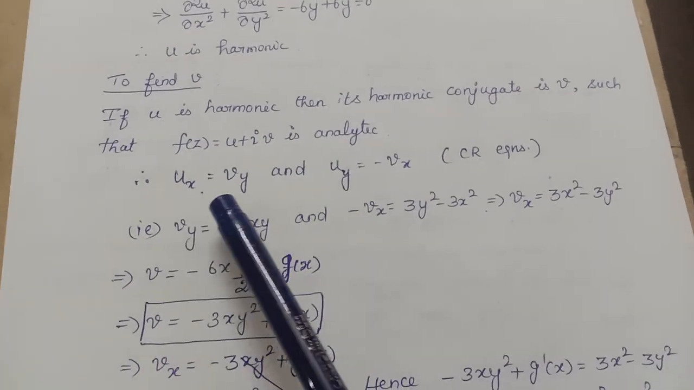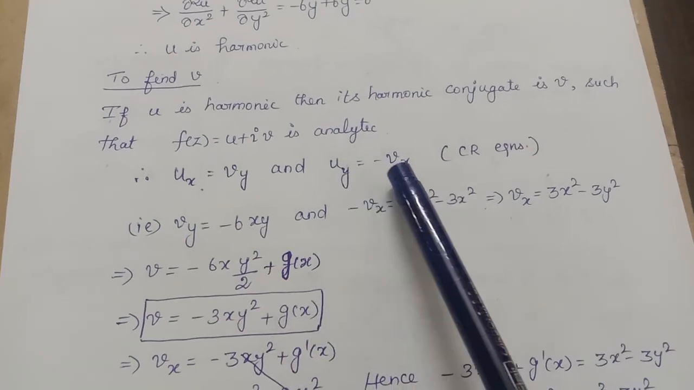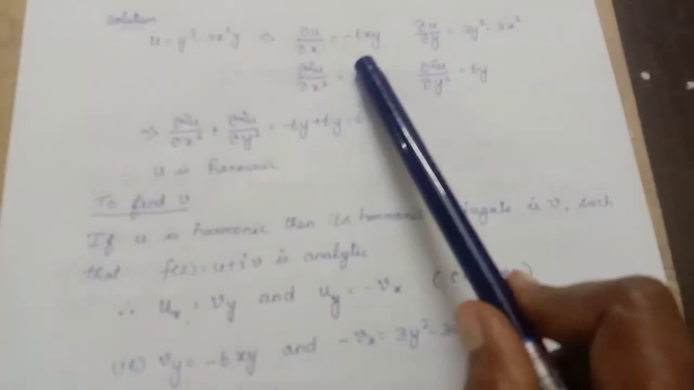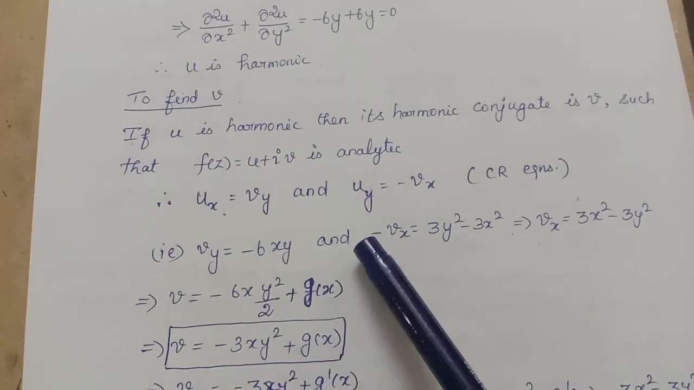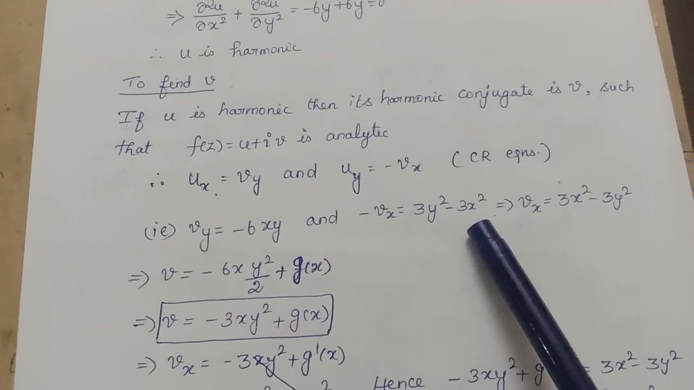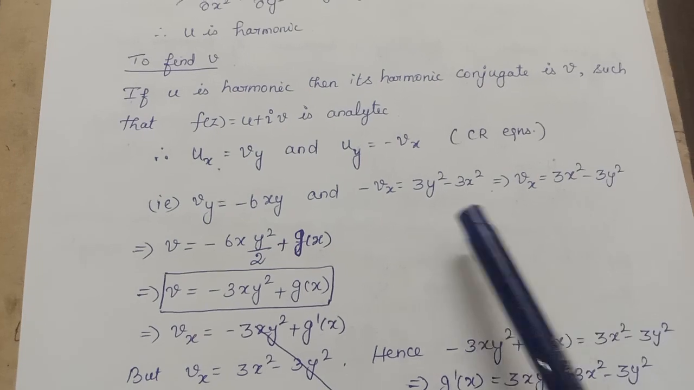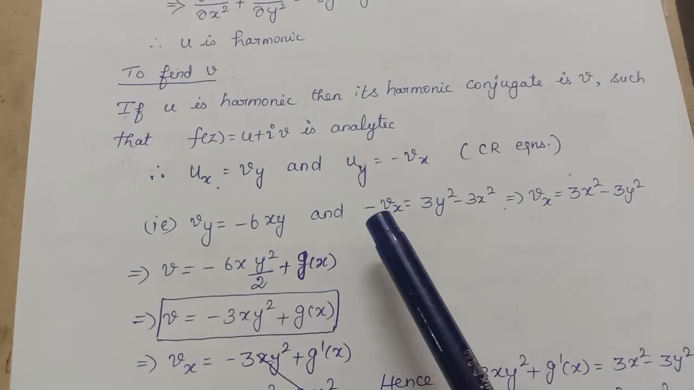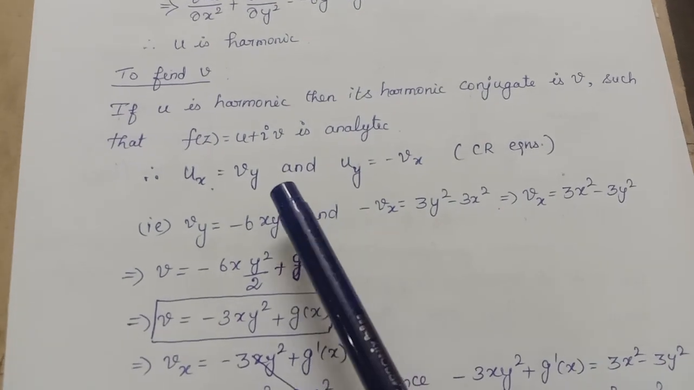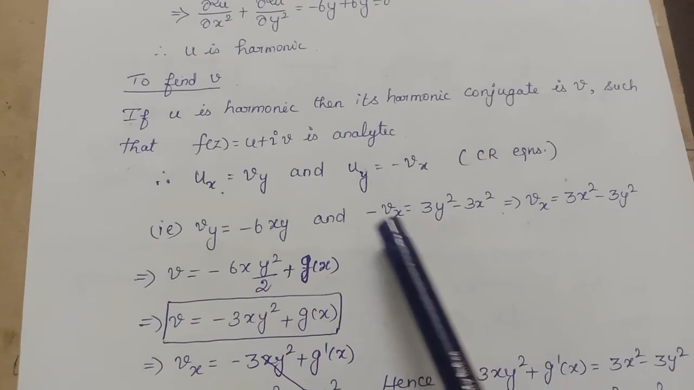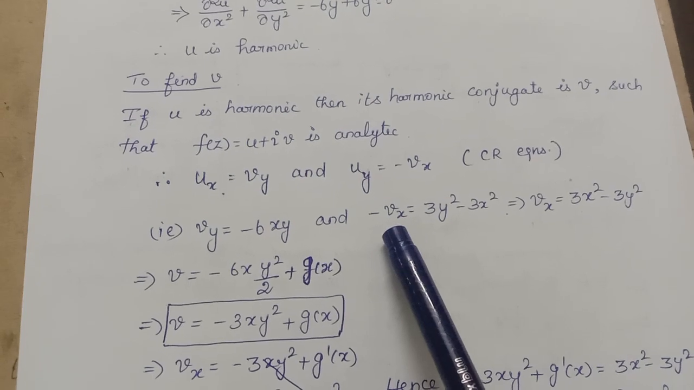Now write the CR equations: ux equal to vy and uy equal to minus vx. Therefore, vy equal to ux, and ux equal to minus 6xy, no? So vy equal to minus 6xy, and minus vx is equal to uy. What is uy? 3y square minus 3x square. So vx equal to 3x square minus 3y square. What I am doing here is I have to find v. For finding the value of v, I am making use of the CR equations. Using them, I know the values of vy and vx. With these values, I am going to find v.